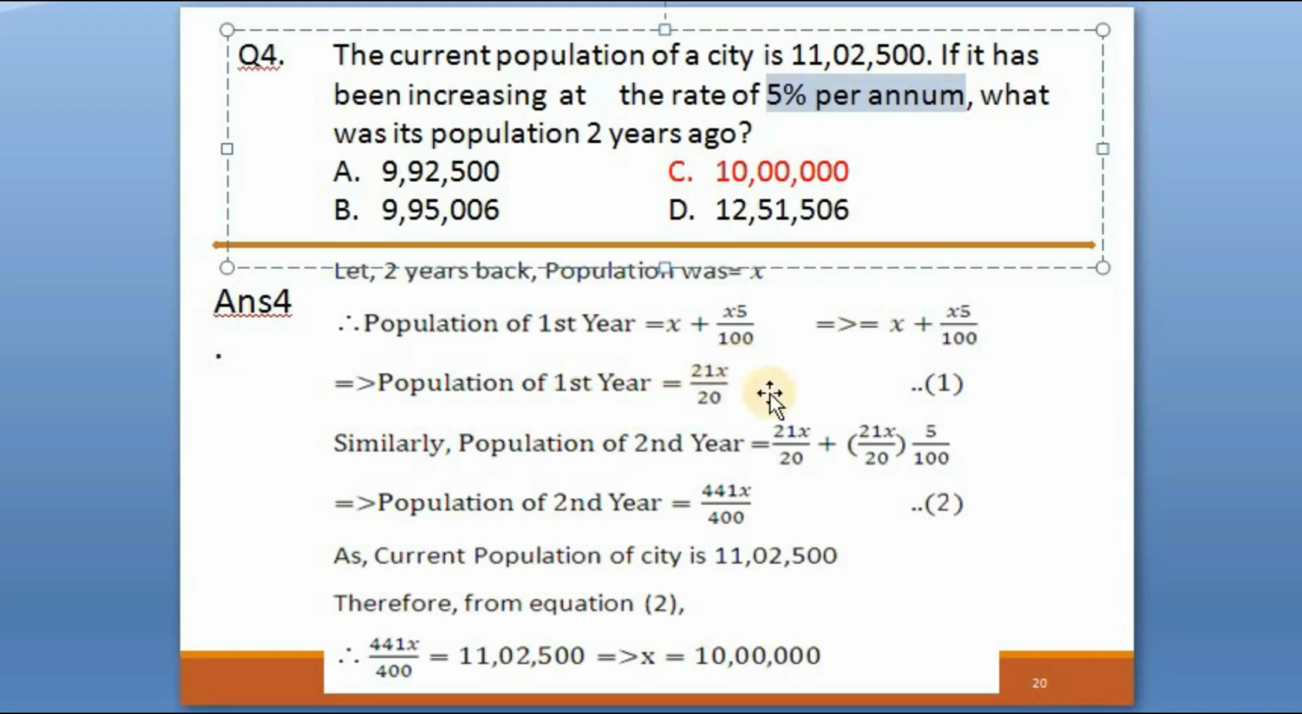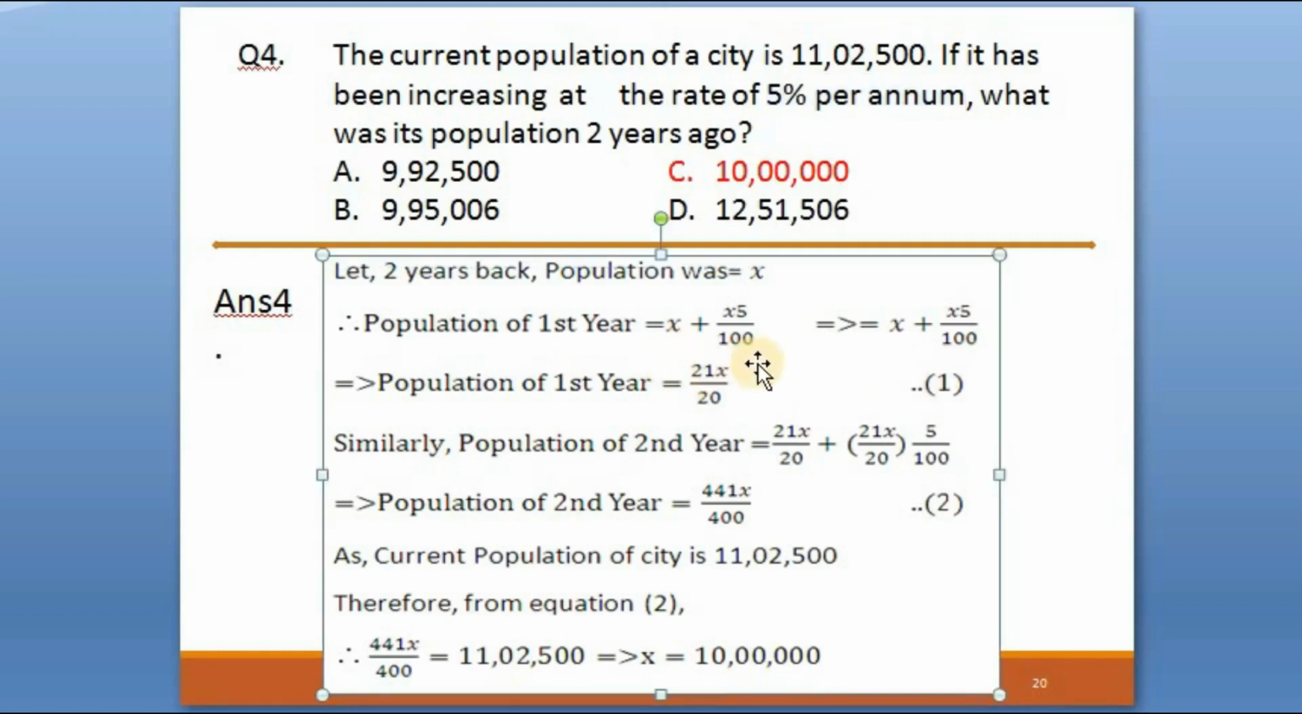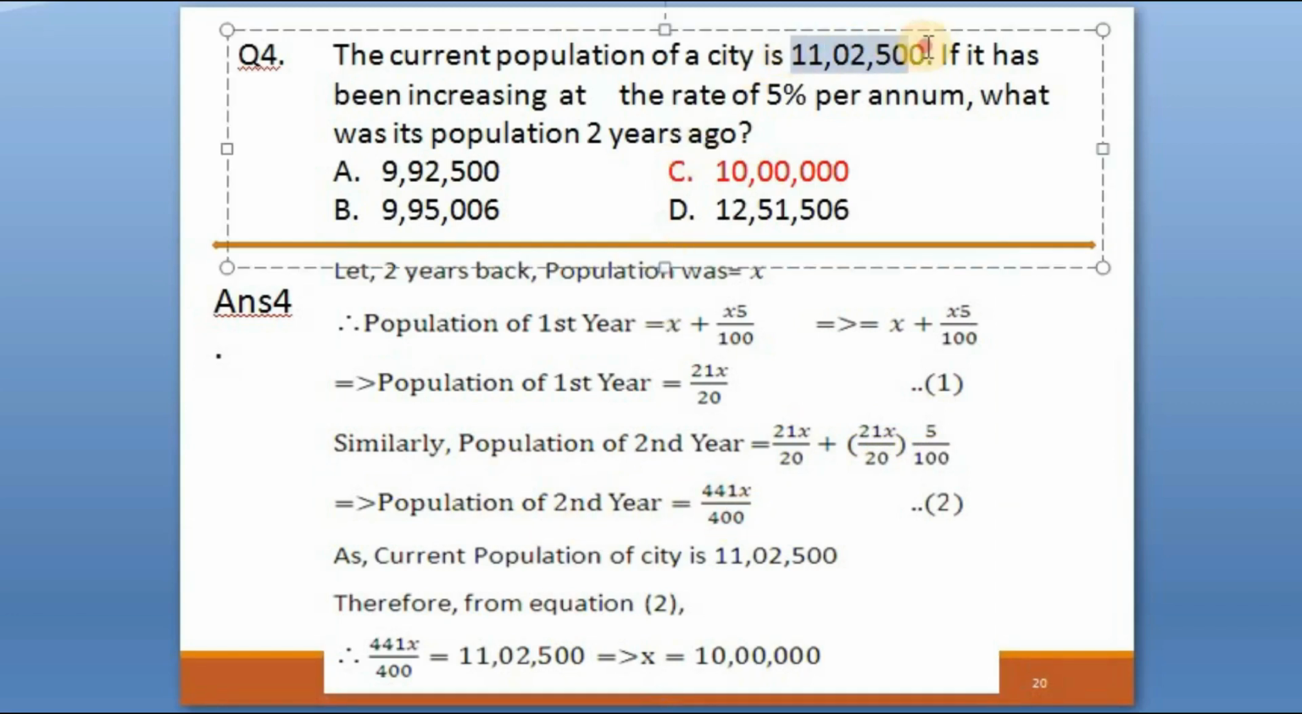Similarly, the population of the second year comes out as 21x divided by 20 plus 5% of that, right? Because in the first equation we have calculated the population of the first year, that is 21x divided by 20. Similarly, 5% of this is the increase in the second year. So we apply the same concept here: 21x divided by 20 plus 21x divided by 20 into 5 by 100. So this comes out as 441x divided by 400. Now as per the given condition, the current population is 11,02,500, so we will equate this with the second equation.